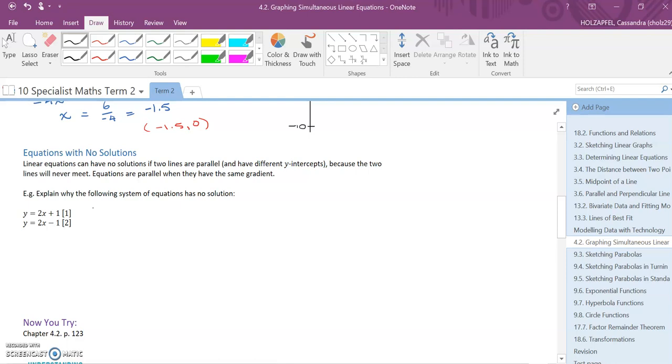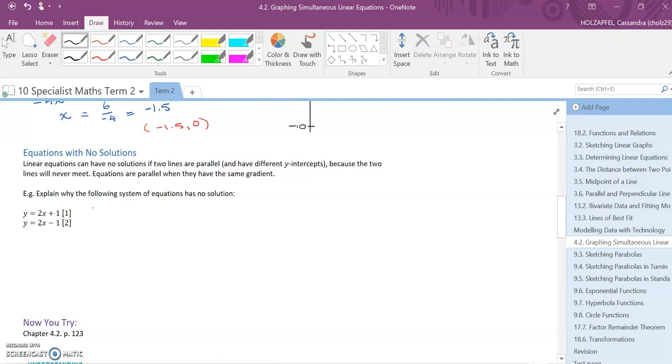We know that parallel lines are something that have the same gradient. So they have to have a different y-intercept. If they have the same y-intercept and the same gradient, then we actually have a coincident line, just like we've just done. But if they have different y-intercepts, it means that the two lines are never going to cross.